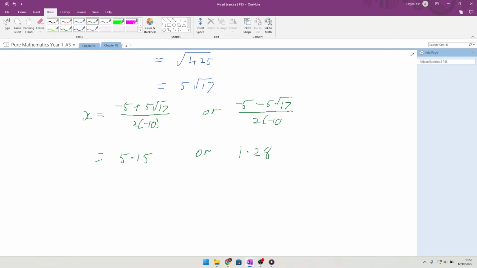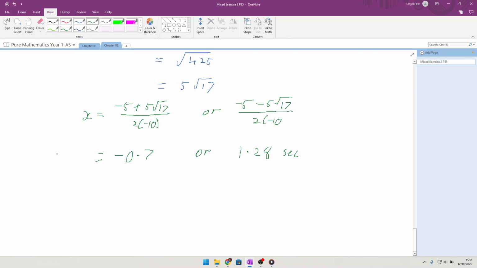Okay. My apologies, it's not 5.15 on the left when you put it into the calculator correctly. It actually comes out as minus 0.7. So we want our answer here to be the positive 1.28 seconds. Okay, that is how long it takes for the diver to hit the water.